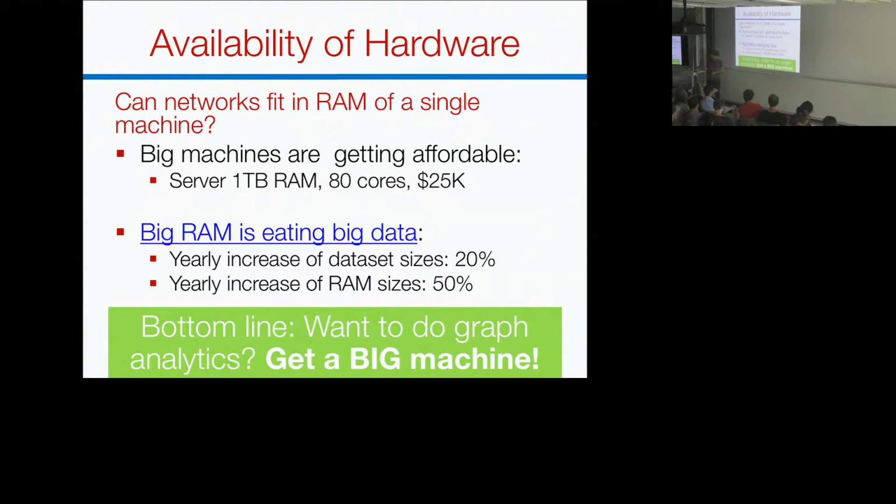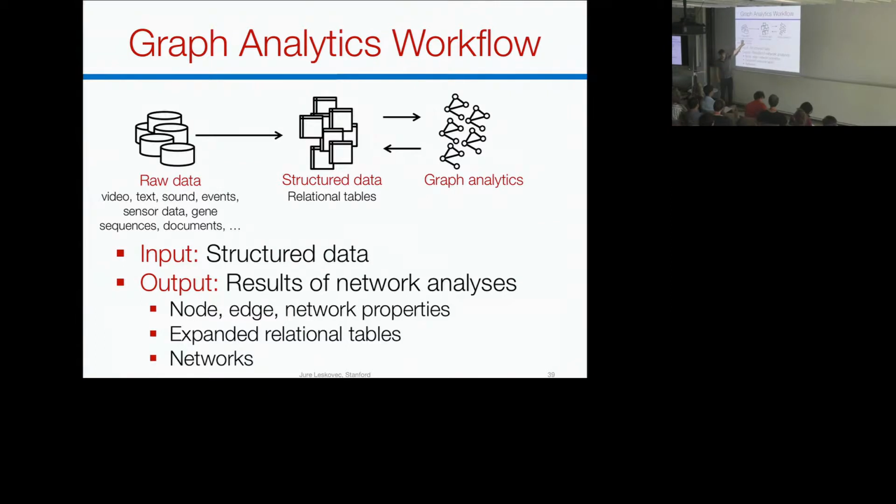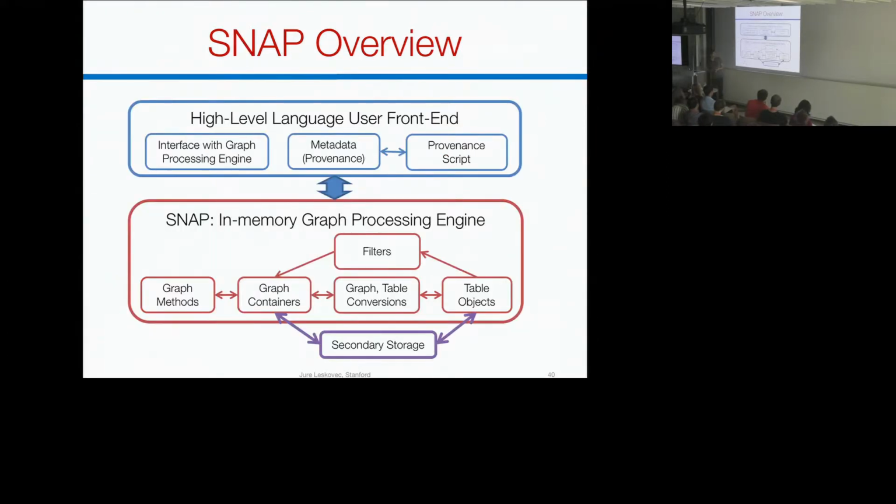So what our library Snap allows us to do is take raw data, transform that into a set of relational tables, and then very quickly build networks out of that data. That becomes important because, as I motivated before, many times it's not entirely clear how to create a network. So you want to be able to create it quickly, try it out, and iterate on the way you are creating those networks. The way we do things is that we have this in-memory graph processing engine that has a set of different graph containers and a set of different graph methods.